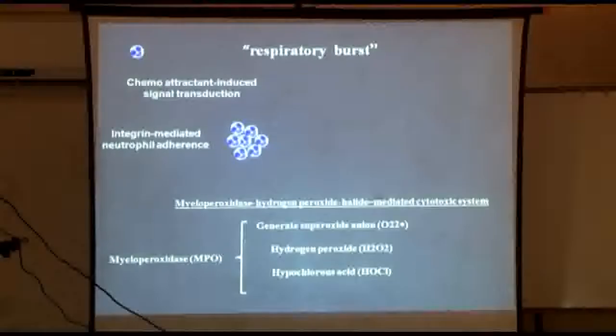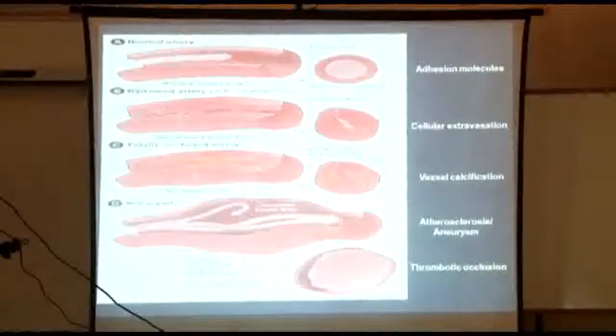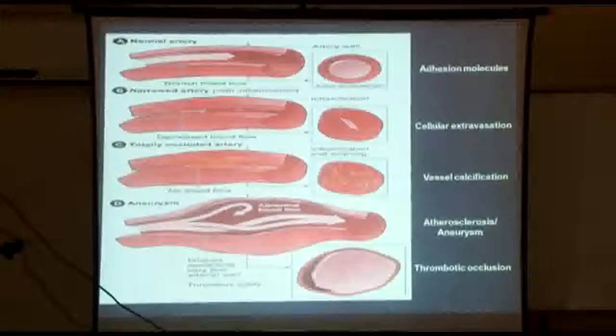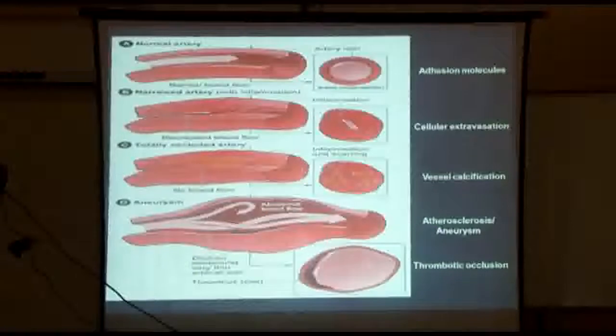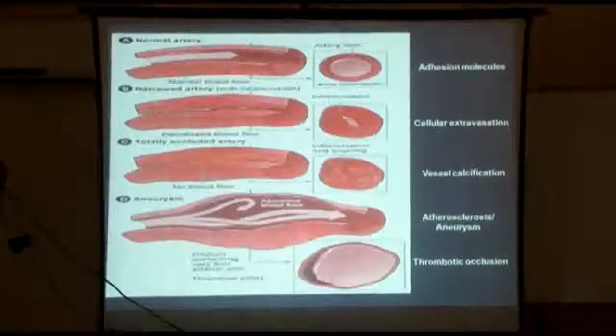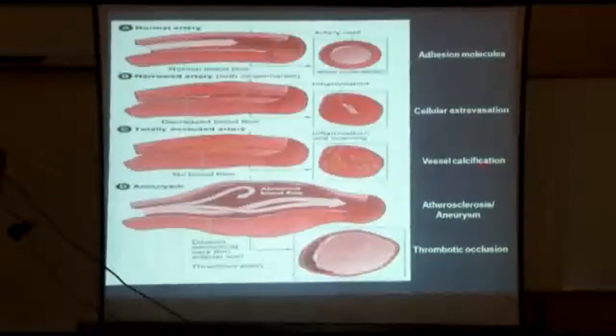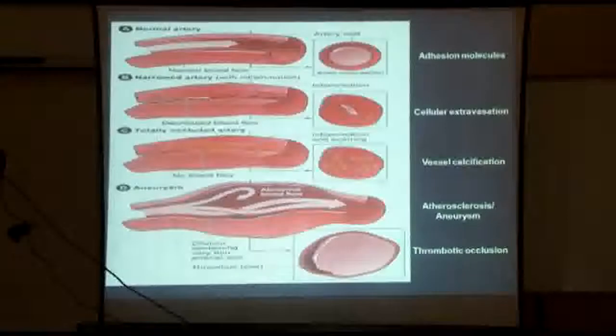So that is a brief summary of what happens in the vessel wall. Further to that, this is how occlusion takes place and how there could be a complete compromise of blood flow to a particular organ, not necessarily the skin, but all other organs also. It could start with adhesion molecules, go on to cell externalization, which is manifested as purpura, followed by vessel calcification, which leads to either atherosclerosis or aneurysm formation, and finally a thrombotic occlusion.